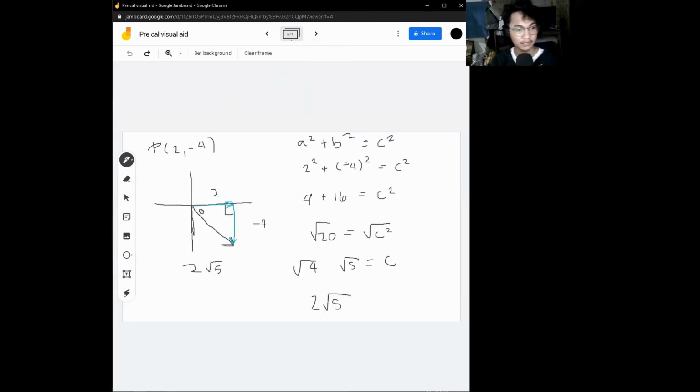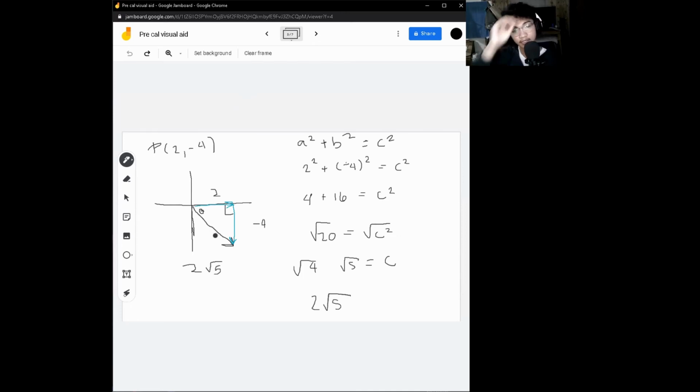So let's try one other problem. Let's say we have the point positive 2, negative 4. Let's begin by plotting down the point. So x is positive 2, so we have to move 2 units to the right. y is negative 4, so we have to go down 4 units.